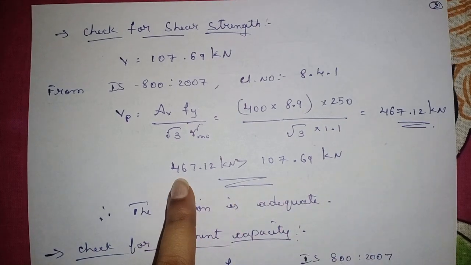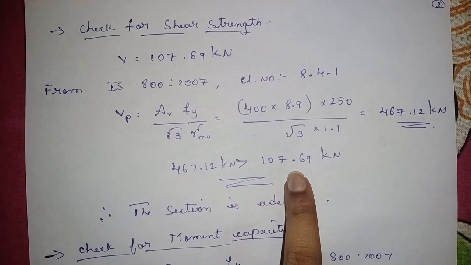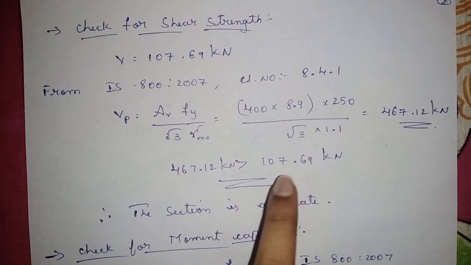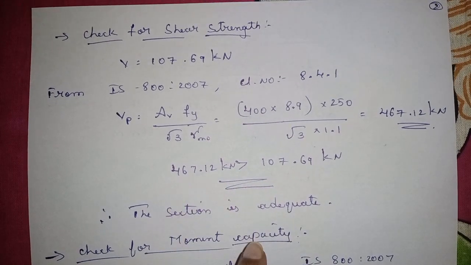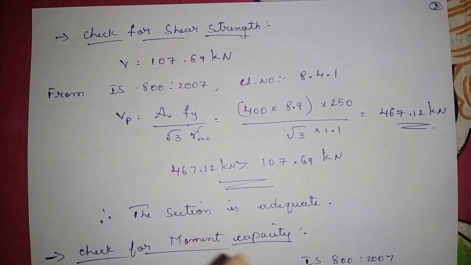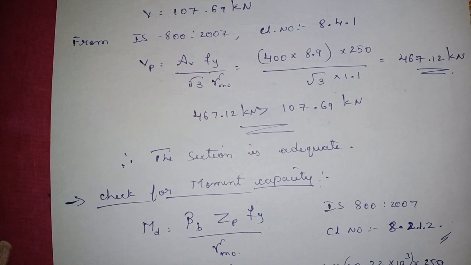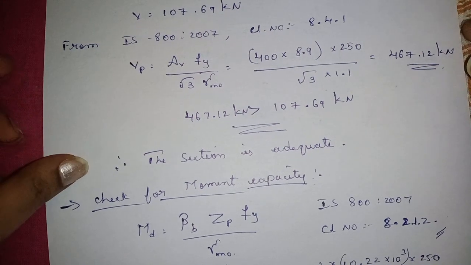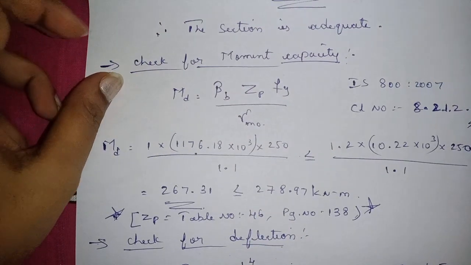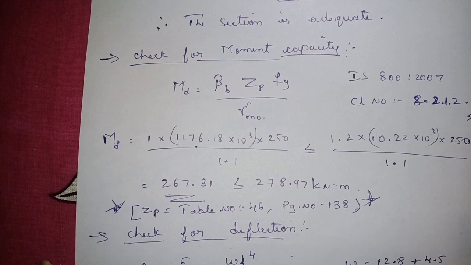This is the resisting force, this is the applied force. Always the applied should be lesser than the resistance, so it is safe. So whatever section ISMB 400 we have given, it can take up the shear, it is shear resistant. Now we will calculate the moment, whether it can take up the moment or not. So now we'll calculate the moment here.